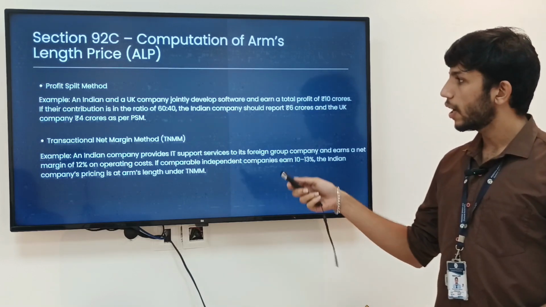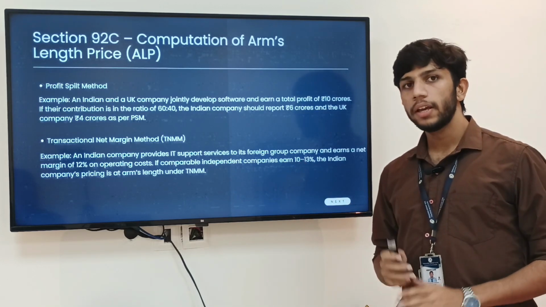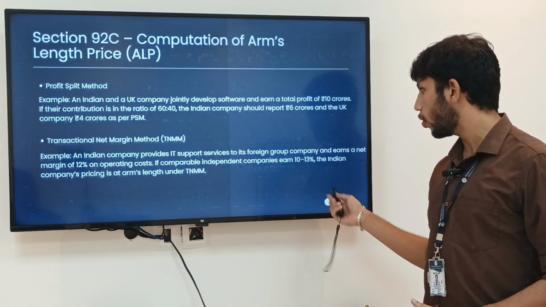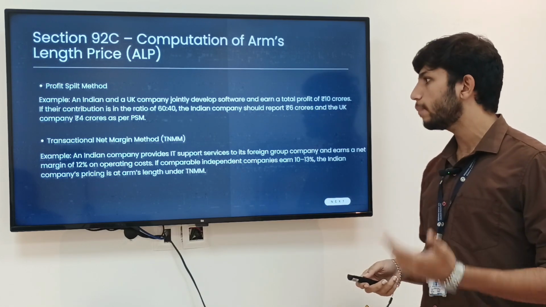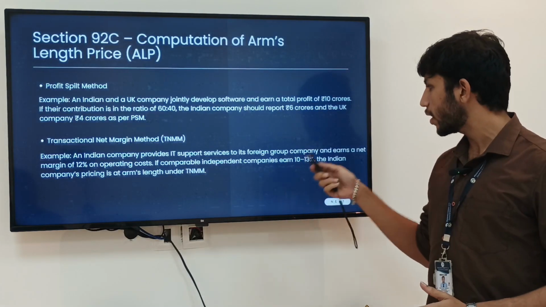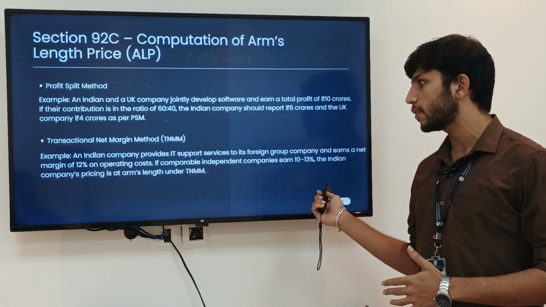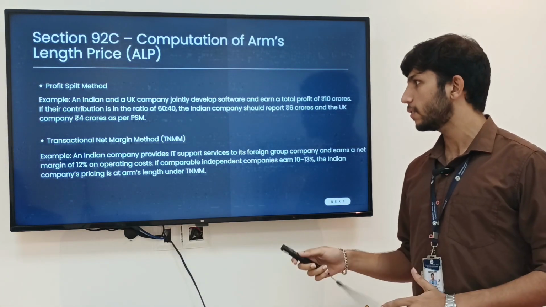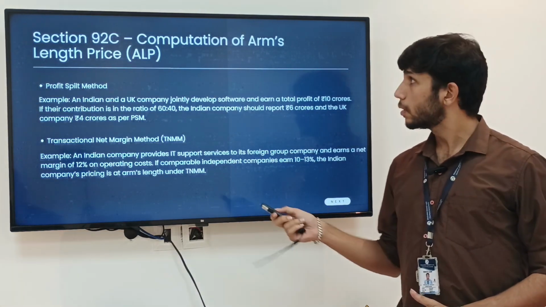Next one is transaction net margin method. Example, an Indian company provides IT support services to its foreign group company and earns a net margin of 12% of operating cost. If comparable independent companies earn 10 to 13%, then the Indian company's pricing is at arm's length price under this method.